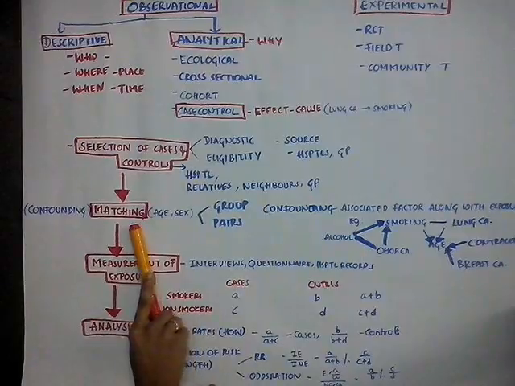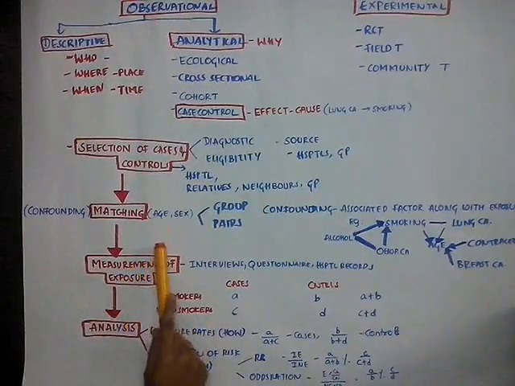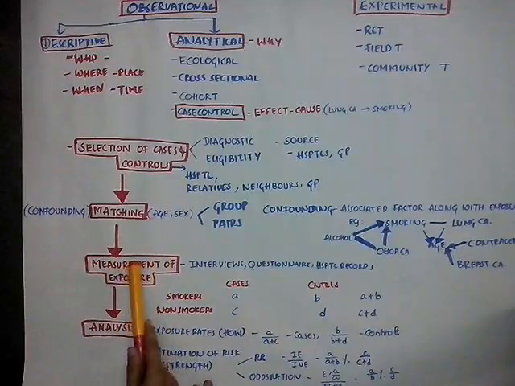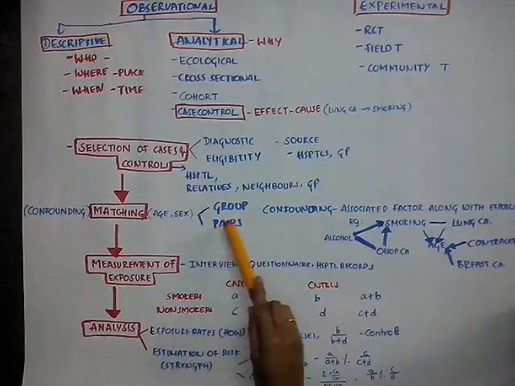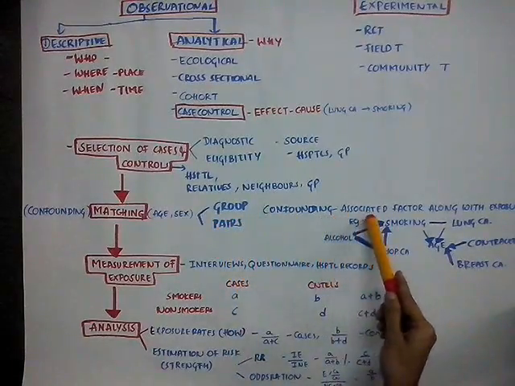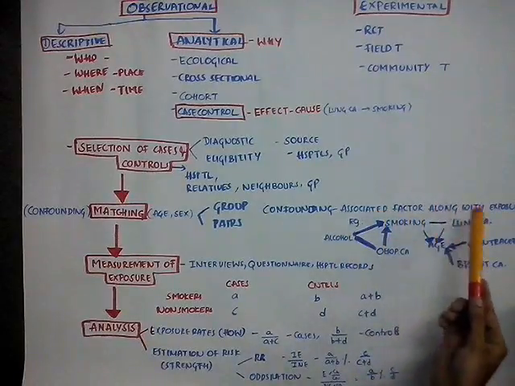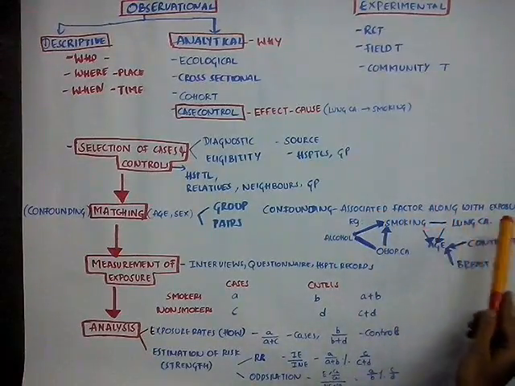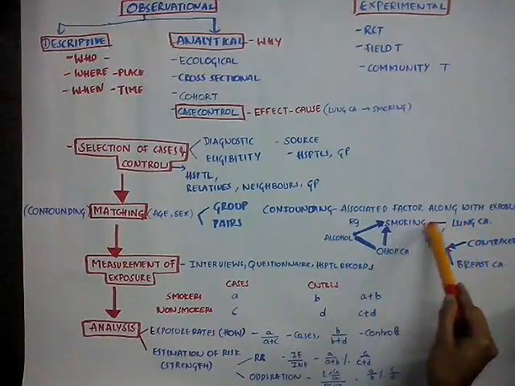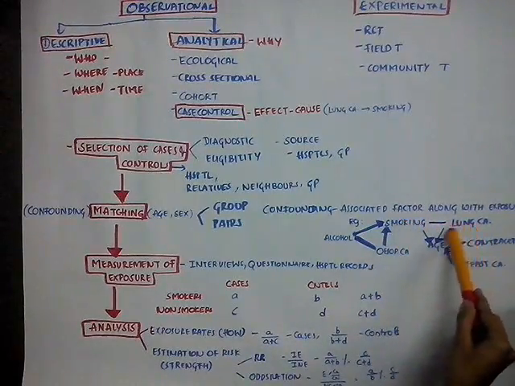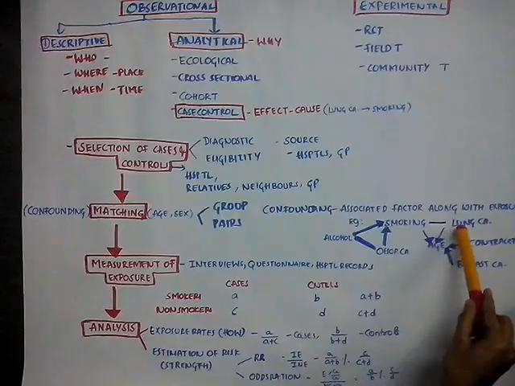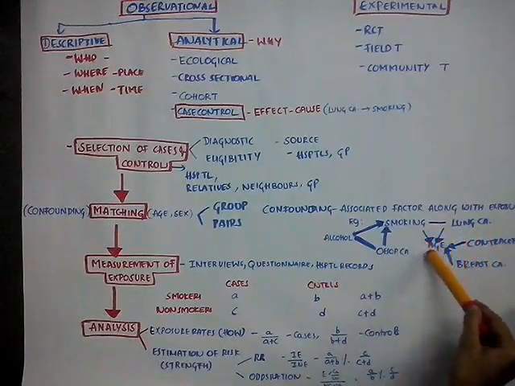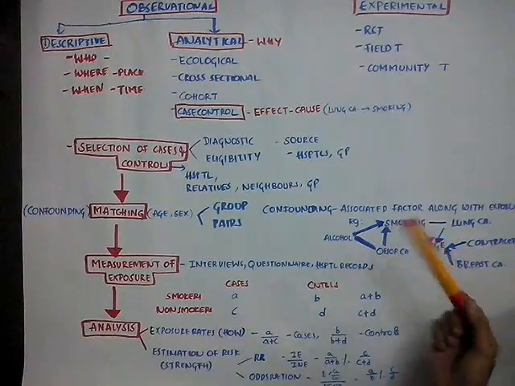Coming to matching, matching means making controls similar to the characteristics of the case, like age and sex. These are otherwise called confounding factors, and matching is based on groups and pairs. A confounding factor is an associated factor or risk factor along with the exposure factor. For example, smoking and lung cancer: smoking is the exposure factor for lung cancer. But along with this, there is a risk factor called age. With increasing age, there is increased incidence of lung cancer. So this acts as a risk factor, and we have to match the cases and controls based on age also.